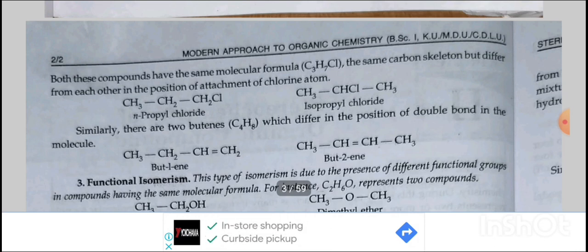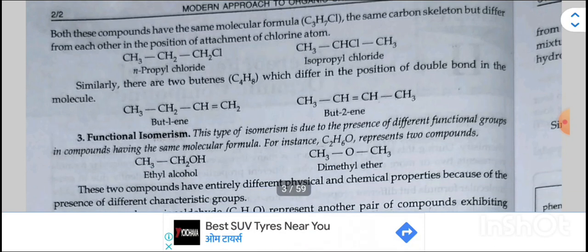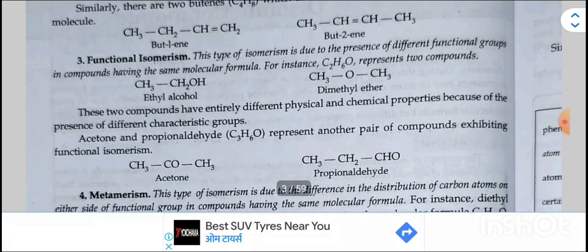Similarly, there are two butenes, molecular formula C4H8, with difference in position of double bond in the molecule: but-1-ene, but-2-ene. Functional isomerism. This type of isomerism is due to presence of different functional groups in compounds having the same molecular formula. For instance, C2H6O represents two compounds, ethyl alcohol and dimethyl ether, methoxymethane. These two compounds have entirely different physical properties and chemical properties because of presence of different characteristic groups.